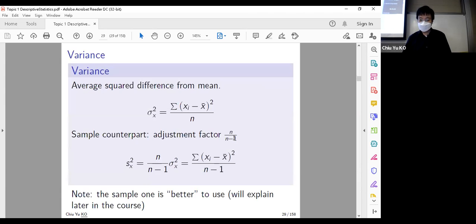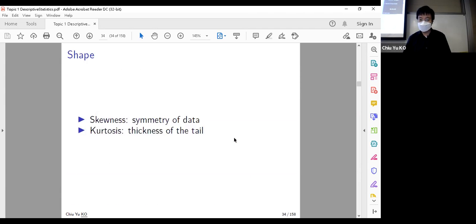I'm not going to go through the formula, but just to remind you, the last style we have is the so-called shape, for which we mentioned two different kinds of measure. The first one is skewness. It's asking whether the data is symmetric. If there is a lot of extreme data above the mean, then we call it positive skew or right skew. If there is a lot of data that is far below the mean, then it will be left skew.